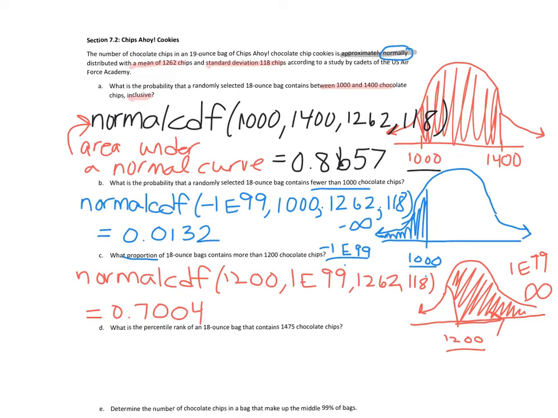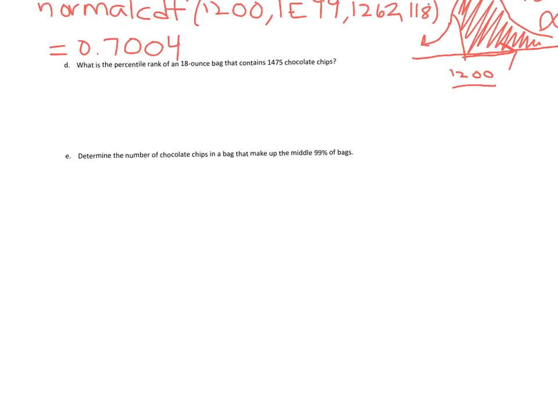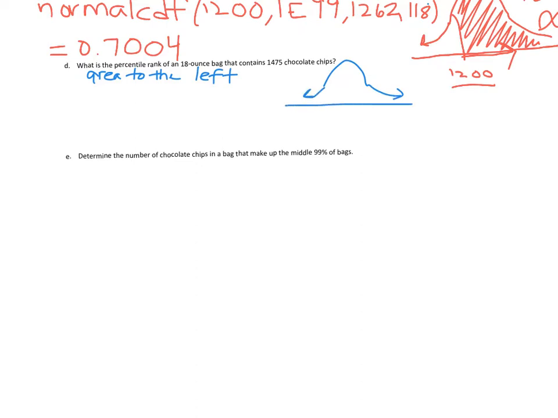All right, let's look at part D. We're looking at percentile rank. Remember what percentile is? Percentile is area to the left. So when we say percentile, that's equivalent to area to the left. All right, so again, we can do a quick little sketch to help establish our upper bound and lower bound. So the smallest number would be that negative infinity. So that's going to be your lower bound.